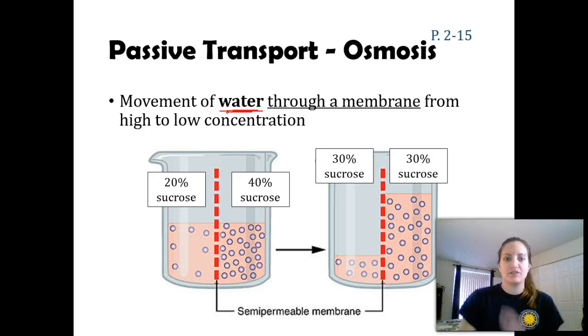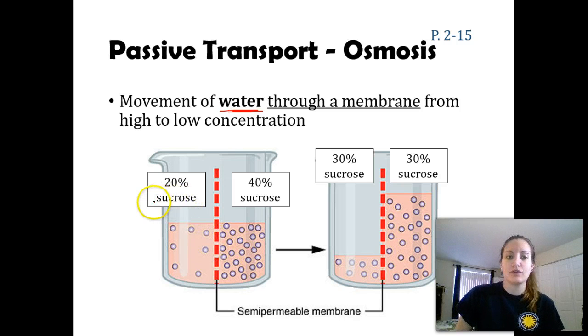So here I have an image, and we'll dissect this individually. We set up a beaker, we put a membrane down the middle of it, and on one side of this beaker we have a 20% sucrose solution. On the right-hand side we have a 40% sucrose solution. Before I even try to think where water is going to move, we should figure out how much water is in each of these solutions.